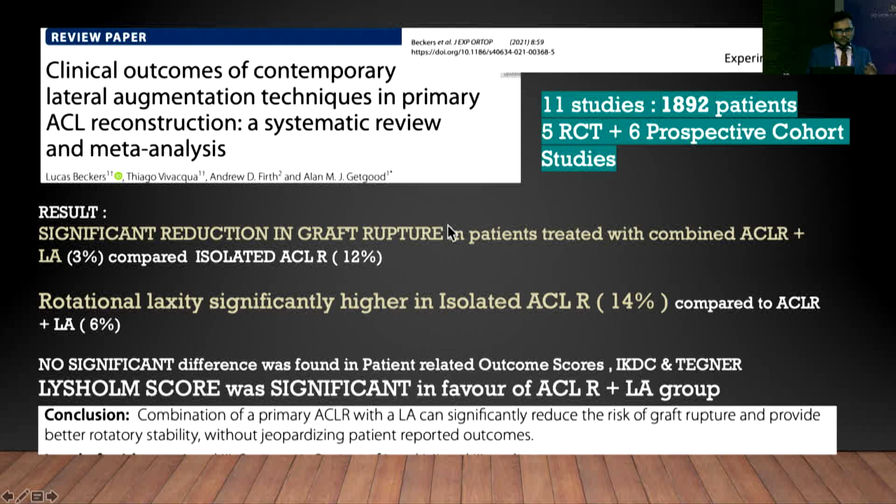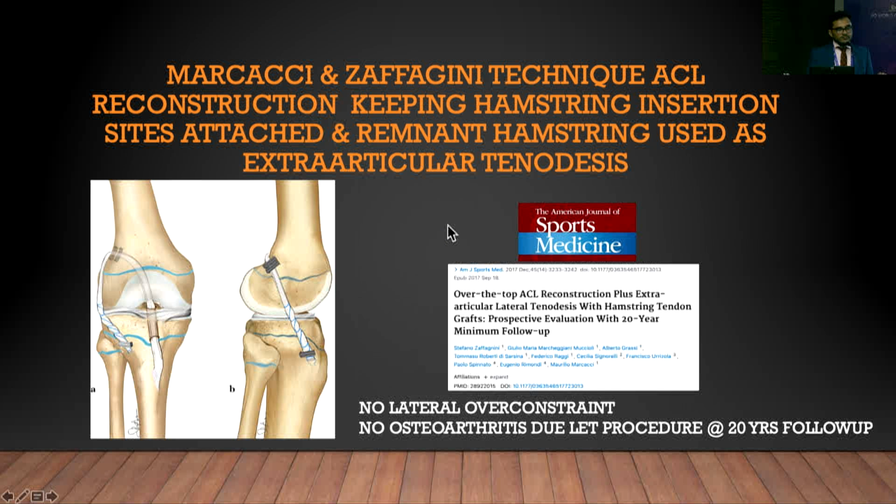The clinical outcomes of these contemporary lateral augmentation techniques in ACL reconstruction, in a systematic review, have shown very good rotational control and a significant decrease in graft rupture of your ACL reconstruction. However, the Lysholm score is supposed to be good, but the IKDC scores may not be the same as the intra-articular ACL reconstruction. Markachi et al. have described a technique where they use the hamstring graft for the ACL reconstruction, keeping the insertion intact, and the same graft they have passed on the lateral side as an extra-articular tenodesis procedure.